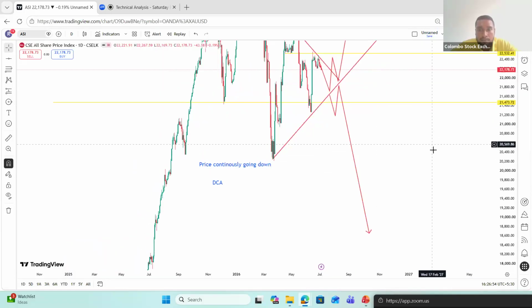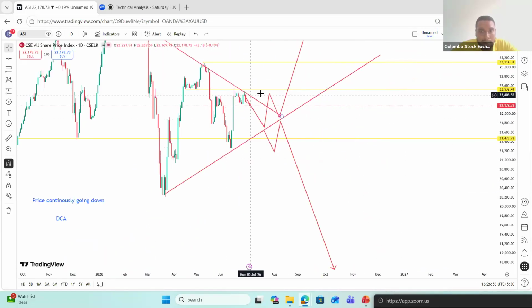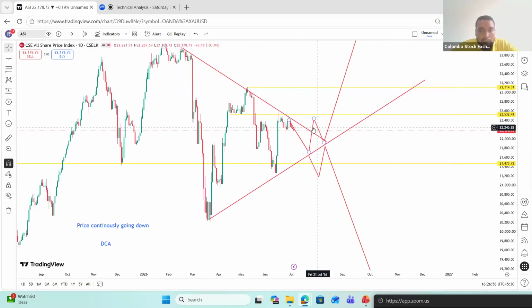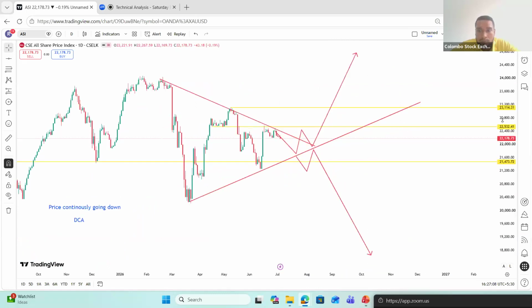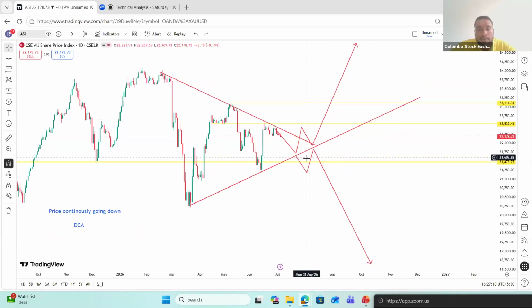Here also, in the ASI, we still need to see a break past this trend line. This is called a symmetrical triangle. It can go to either side, upside or downside. Still waiting for the breakout.